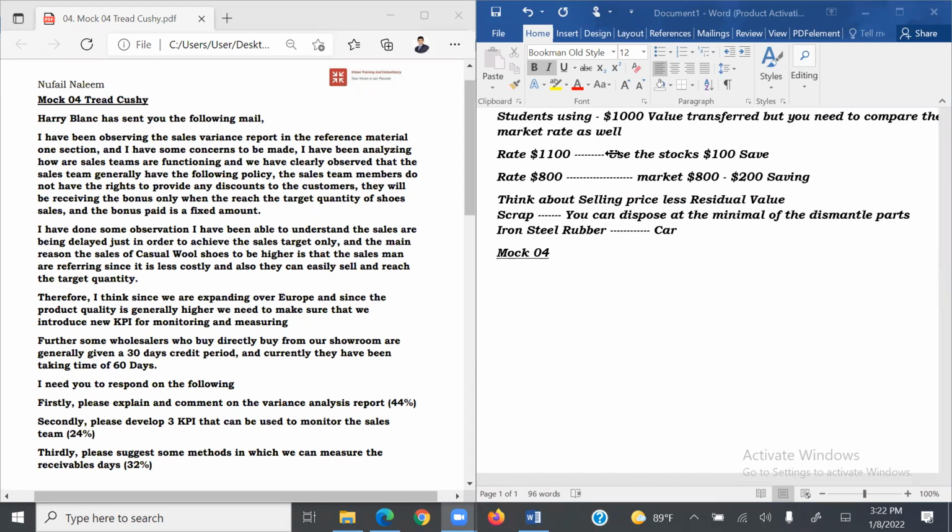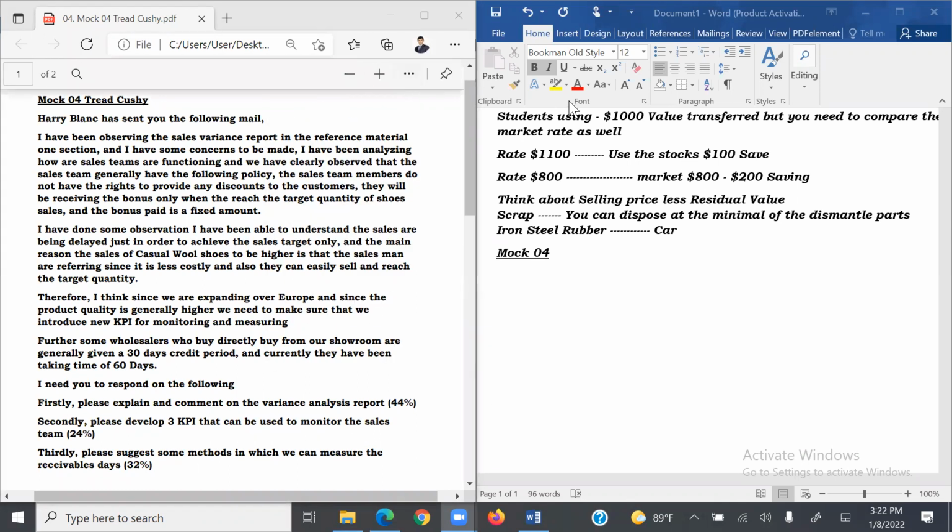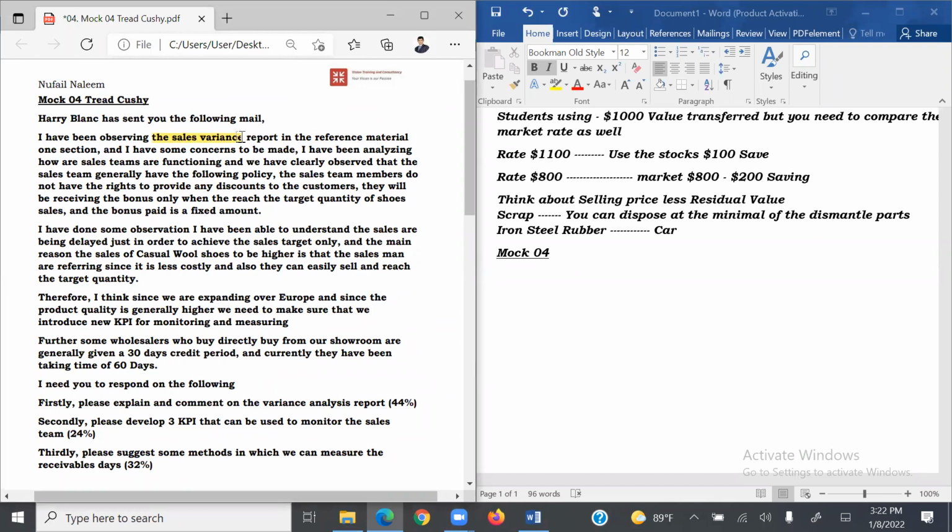Excellent. So students, now Harry Blank has sent you the following mail. I have been observing the sales variance report in reference material section 1. They are specifically saying about the sales variance report. Now, in simple language, students, sales variance is a topic of variance analysis. So we need to learn the application because we have little time as well, and we need to improve the writing skills as well. I have some concerns to be made.